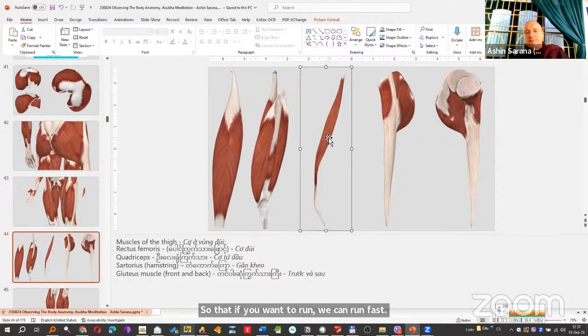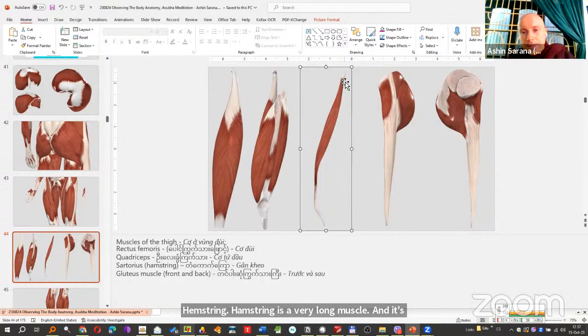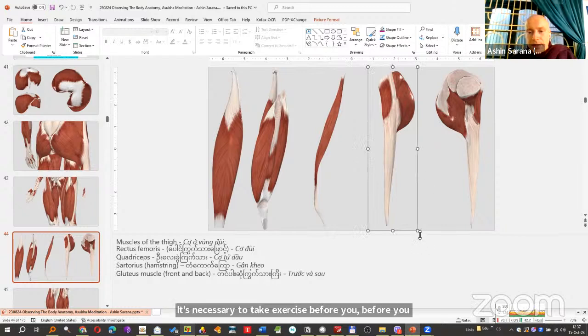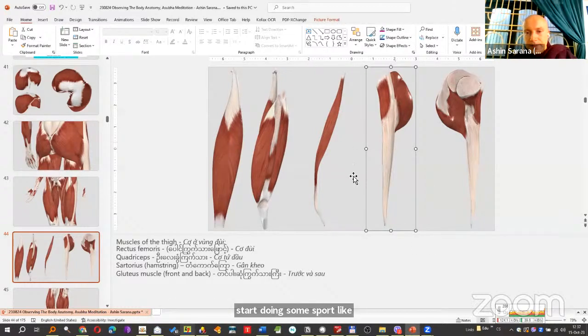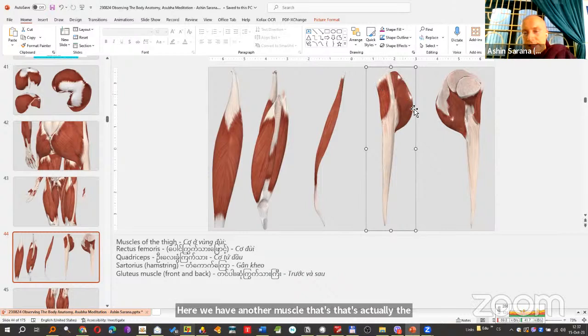Then we have the hamstring. Hamstring is a very long muscle, and it's also oftentimes abused when people do not train sufficiently, but they dedicate themselves a lot to sport. It's necessary to take exercise before you start doing some sport like football or things like that. Here we have another muscle. That's actually the gluteus muscle. As you can see, the gluteus muscle is not only in the buttock, but it has a large sinew going all the way down, and it's attached to the pelvis very well.